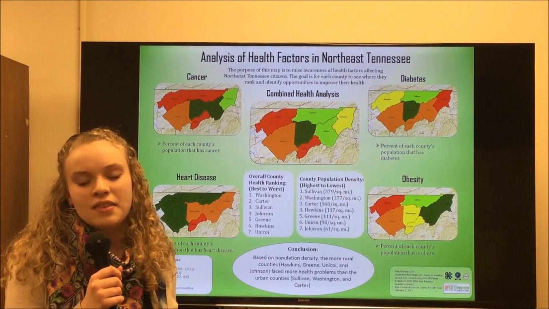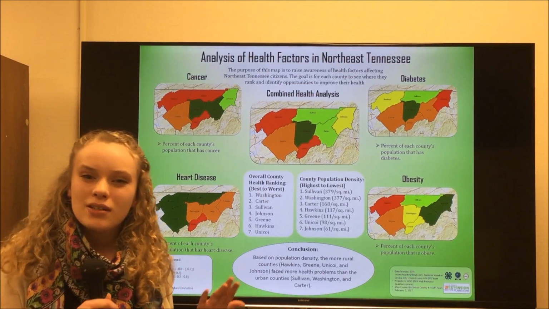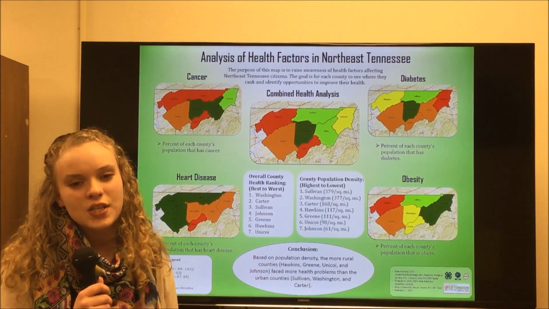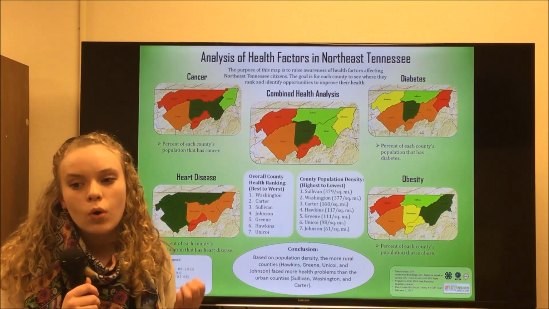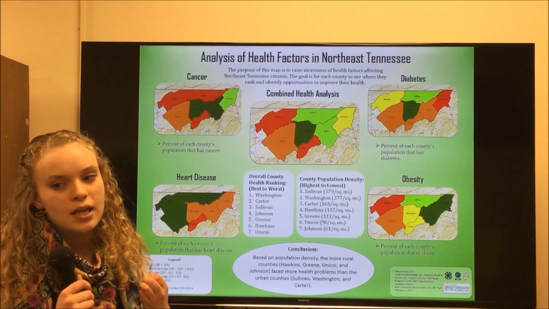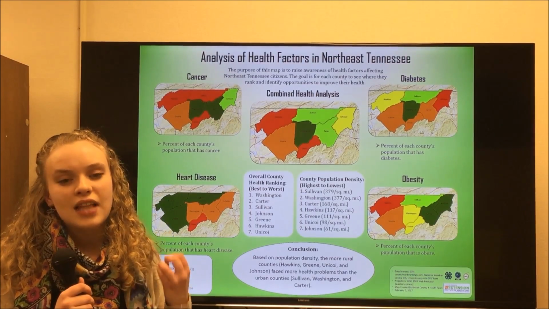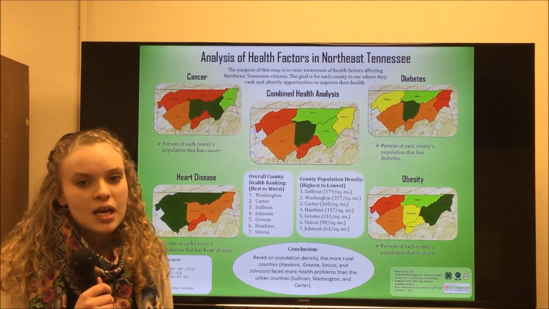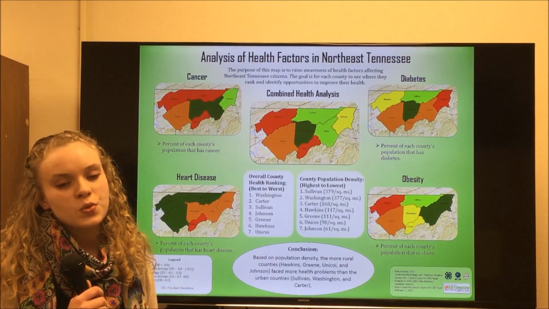So once we found out the more rural counties are unhealthier than the urban counties, we started to think why. And here are some of our ideas. Rural areas are subject to more problems socioeconomically because there are less steady jobs available. And they have less access to healthy foods, meaning that they're in a food desert. And those are just a few reasons why they're unhealthy.